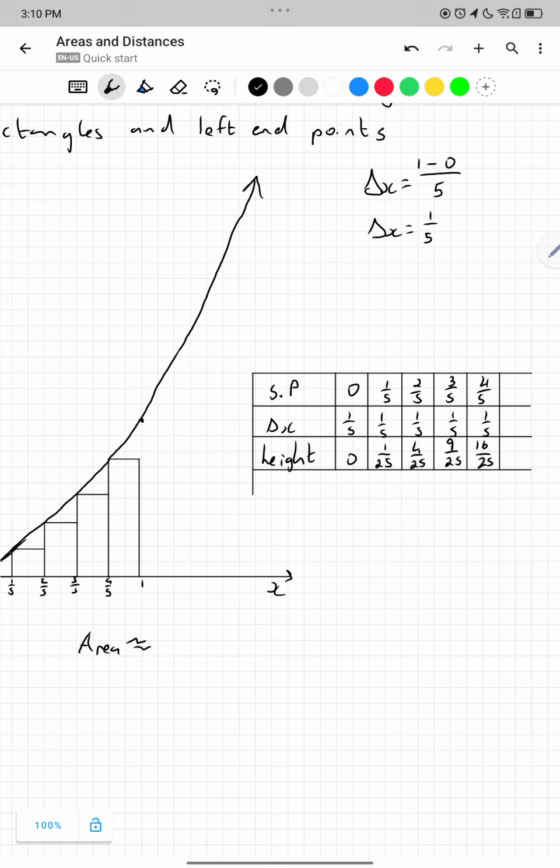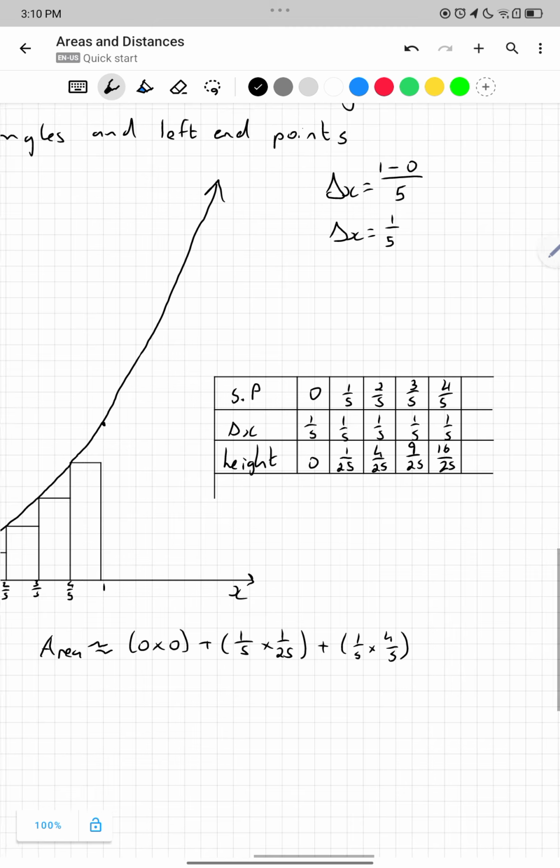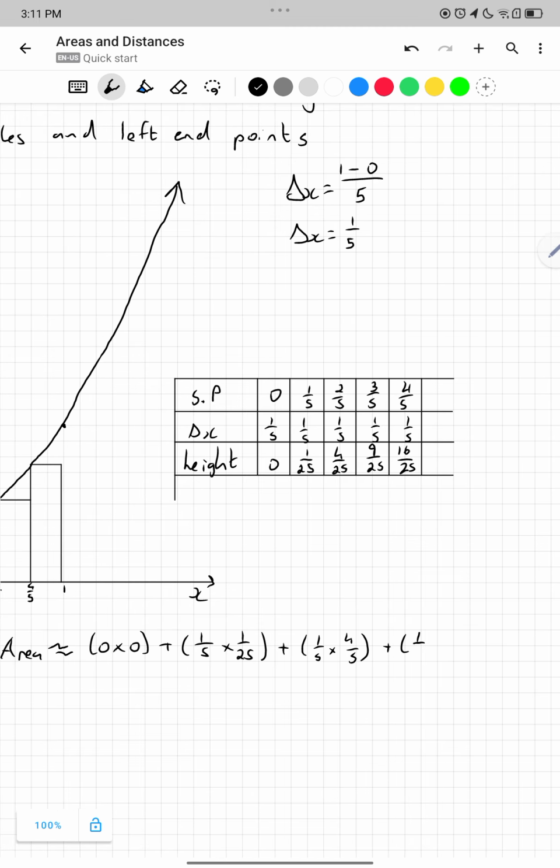So our estimated area using left endpoints will be given by 0 times 0, 0. 1/5 times 1/25. 1/5 times 4/25. 1/5 times 9/25. 1/5 times 16/25. So it'll be this.